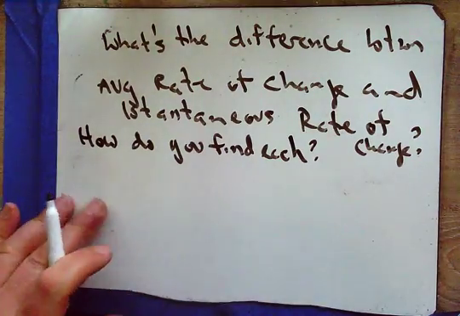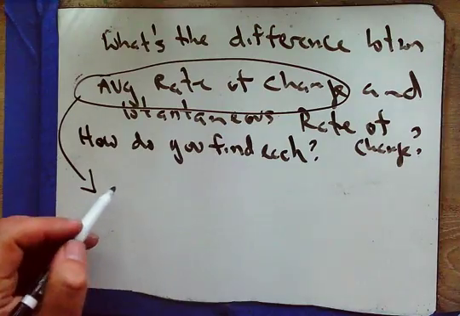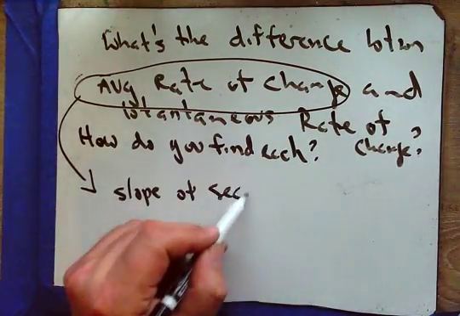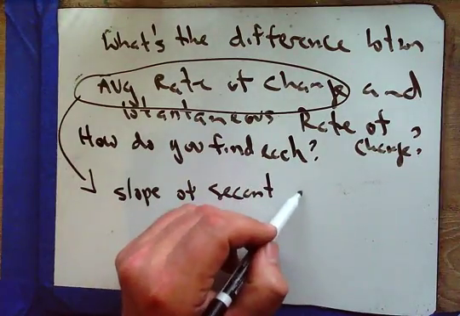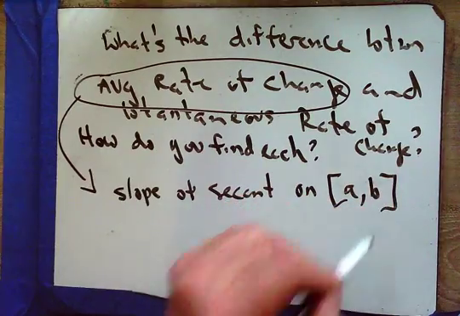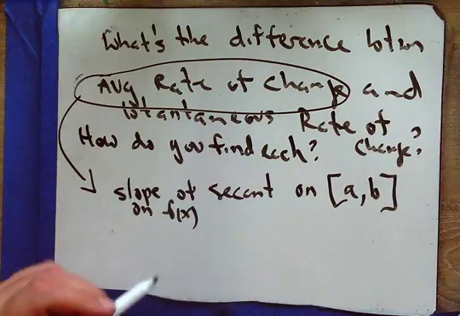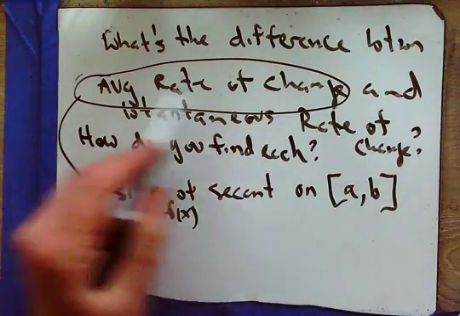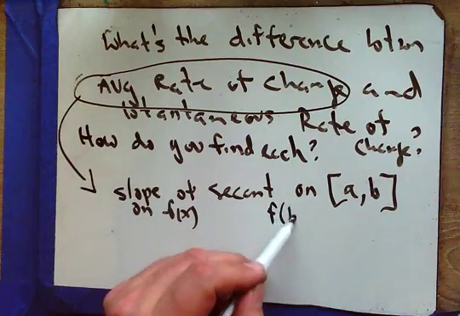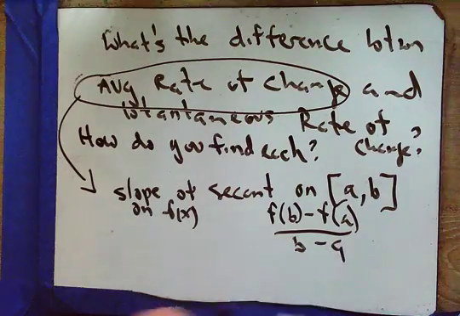Okay, well, we know that the average rate of change is the slope of the secant on A to B on f of x. It's just that slope of the secant. So f of b minus f of a over b minus a.